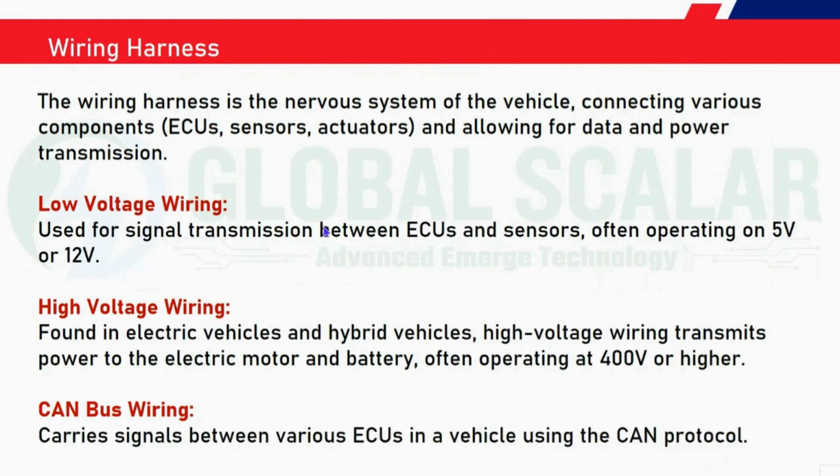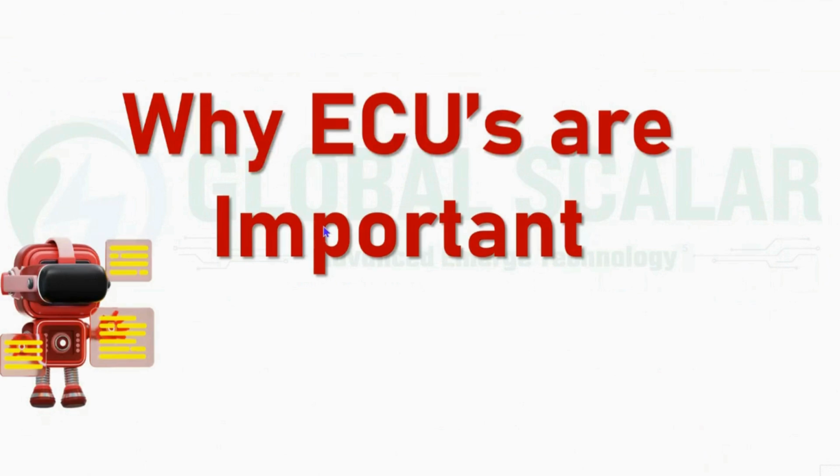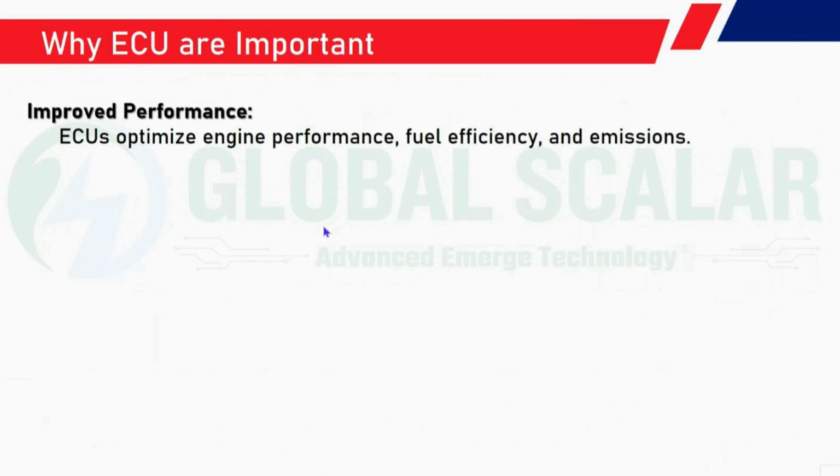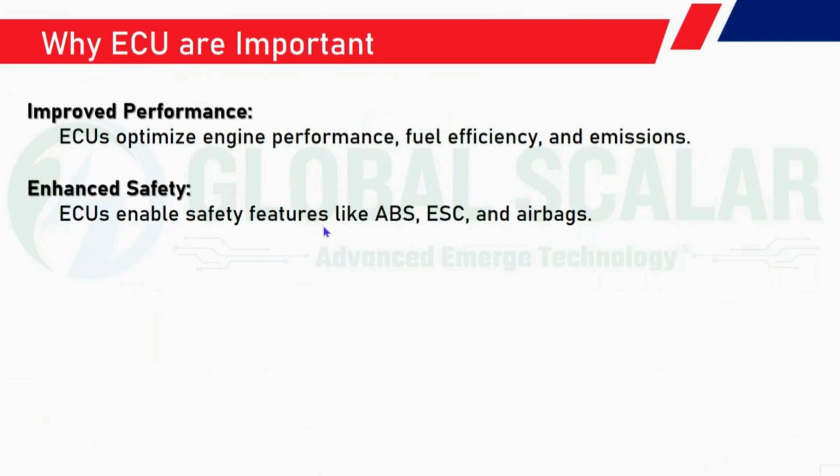And the CAN bus wiring carries the signal between various ECUs, where the CAN protocol is also part of the communication protocol between the ECUs, where they exchange data from one component to the other component. Why are ECUs important? Because they improve performance, optimize engine performance, fuel efficiency and emissions, and enhance safety.